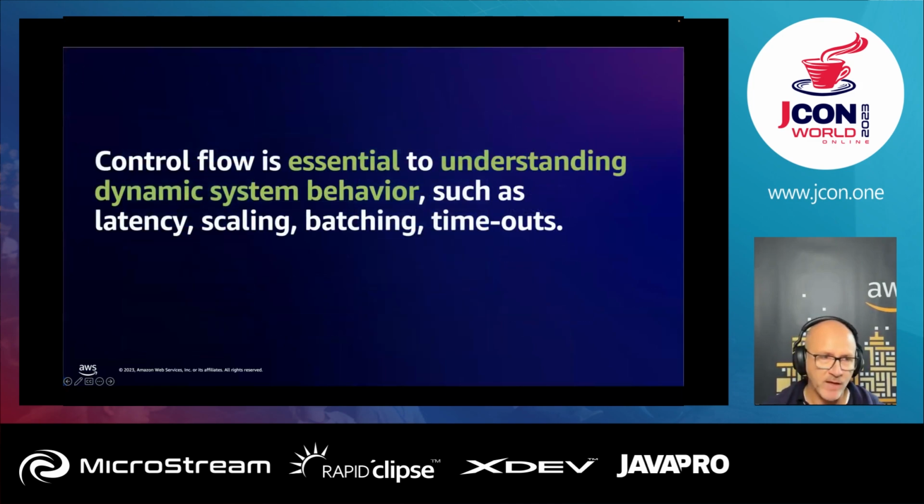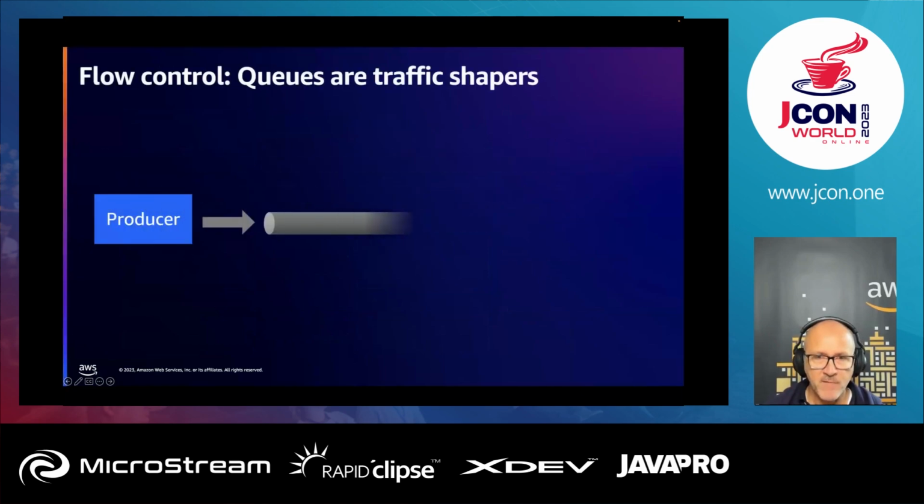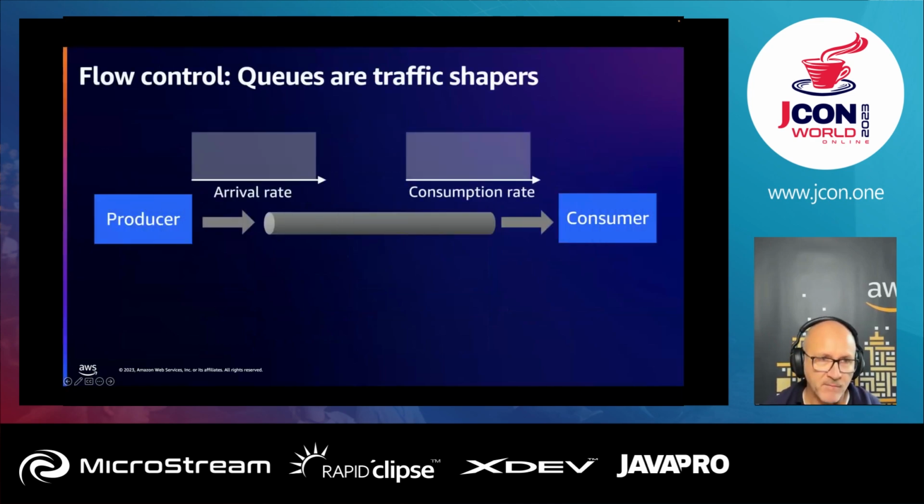And this brings us to the insight that control flow is really essential to understanding dynamic system behavior, and that targets aspects like latency and scaling, batching, and timeouts. Let's have a look at queues in that respect again. One of the nice things is that they can act as traffic shapers. I said in one of the previous slides that queues can act as a buffering load balancer. So in that respect, they can actually flatten peak loads, which is super helpful.